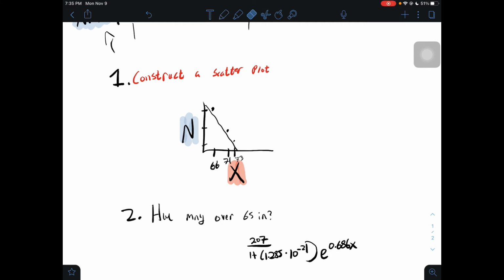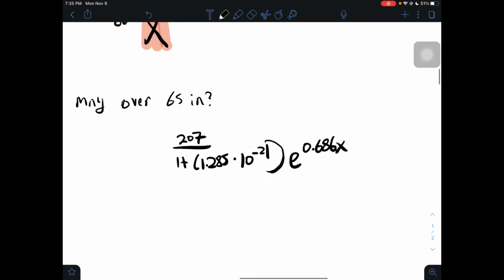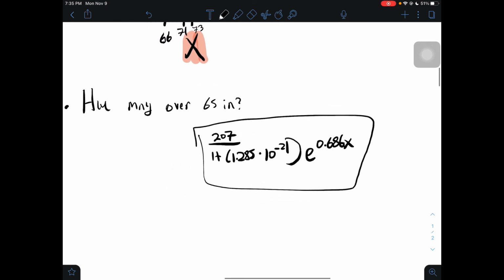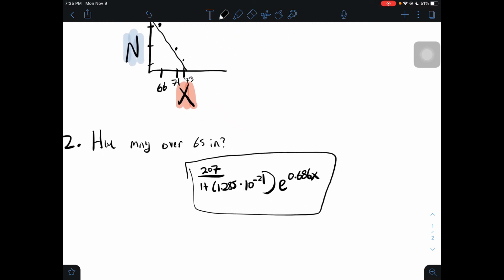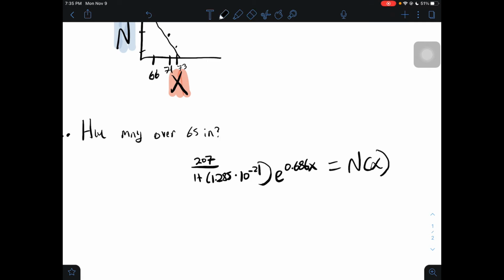Or what other people do, you can use an Nspire or a TI-84 and do the same thing with the regression. And this is the equation that you should be getting. So using this, we want to find how many of the buildings are over 65 inches. And remember that this equation is going to be equal to n of x. So n of x is basically the number which are over 65 inches.